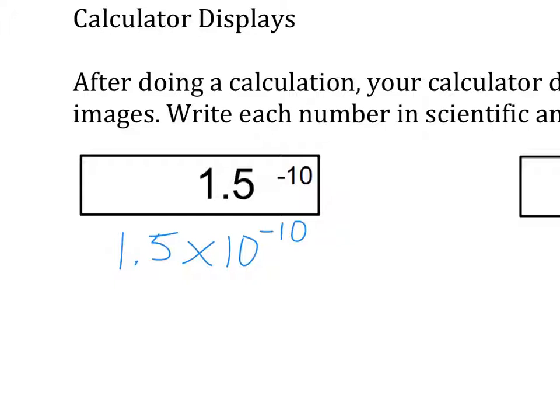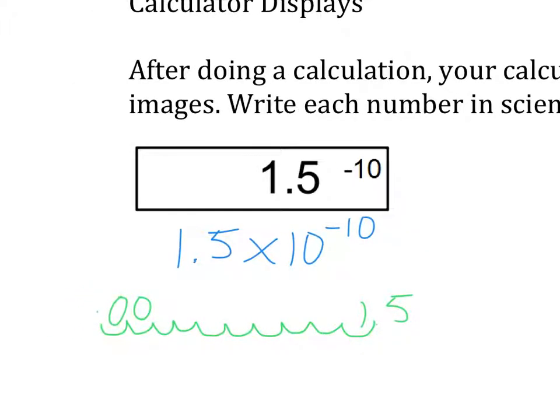We have, I'll use a different color for this one, maybe green. 1.5, but then we have to the negative 10th, so we move it 1, 2, 3, 4, 5, 6, 7, 8, 9, 10 places to the left. And then put our decimal in there. Fill those in with zeros. And there we go.